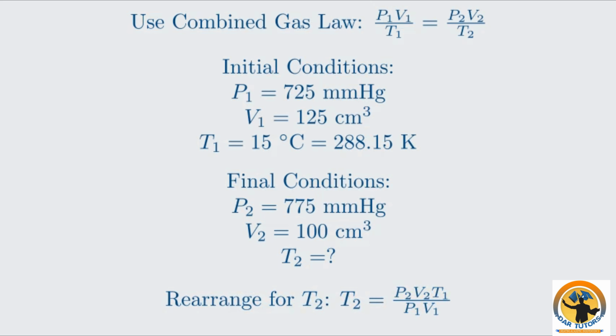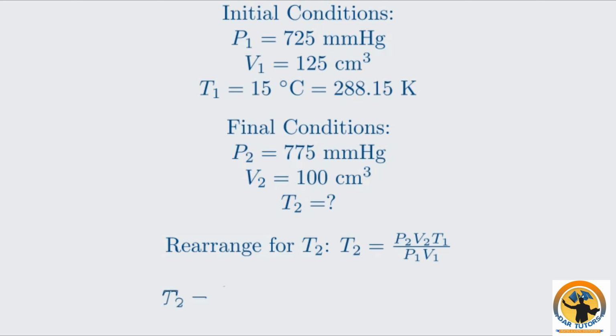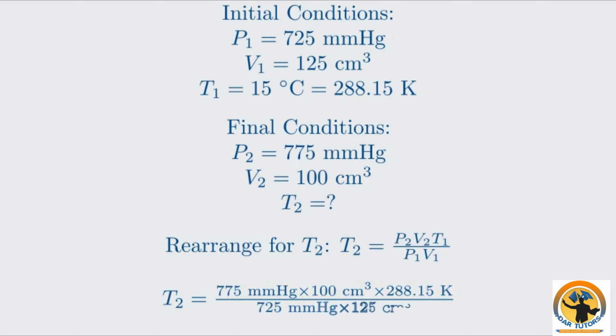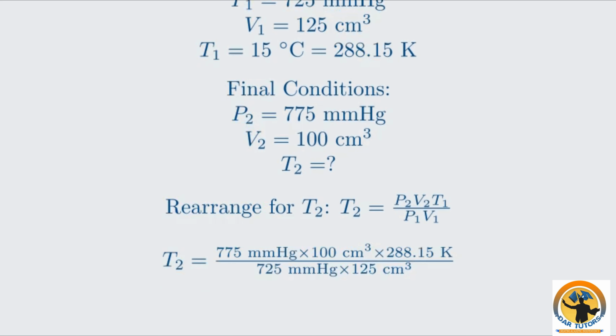Notice that because the units for pressure and volume are the same on both sides of the equation, we do not need to convert them to pascals and cubic meters. Only the temperature units are critical. Substituting the values, T2 equals 775 times 100 times 288.15 divided by 725 times 125. This gives us a final temperature in Kelvin of 244.6 Kelvin.